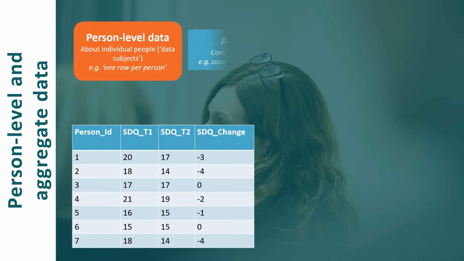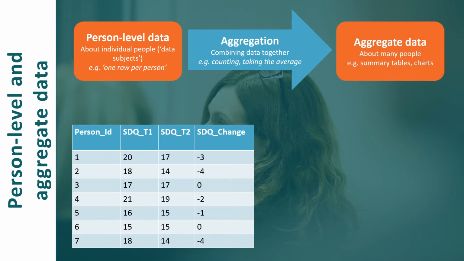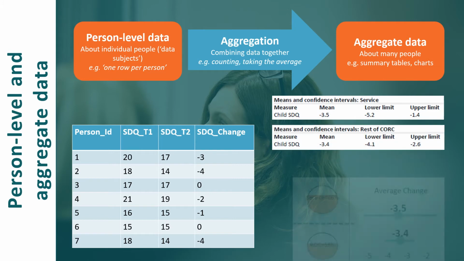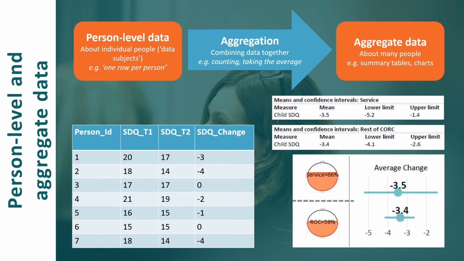Person-level data can be combined together in different ways, such as by counting or taking an average. This results in aggregate data, which provide information about many people, such as the users of a service or the pupils in a school year group. Aggregate data are usually presented in the form of summary tables, charts, or statistics. The distinction between person-level and aggregate data is important because certain purposes can't be met with aggregate data. For instance, person-level data would be required to explore the effects of different personal characteristics on treatment outcomes.